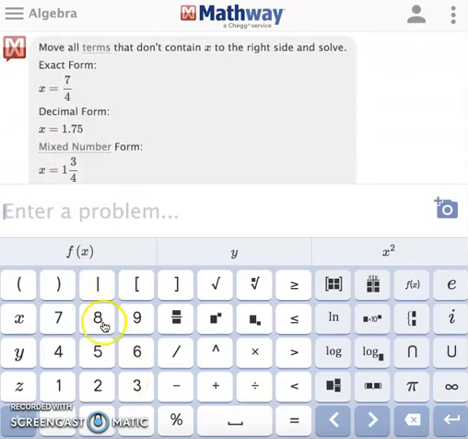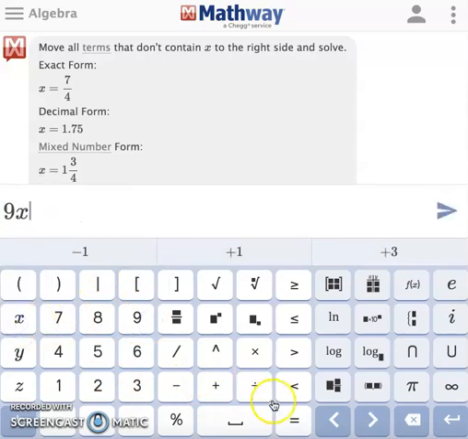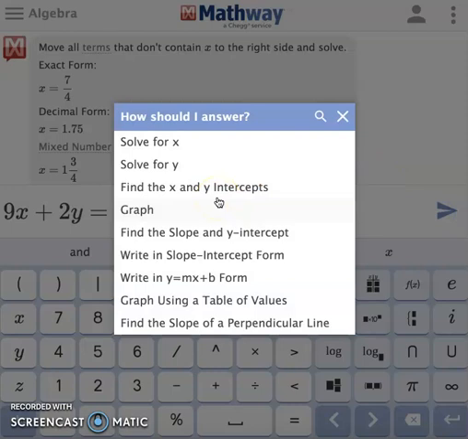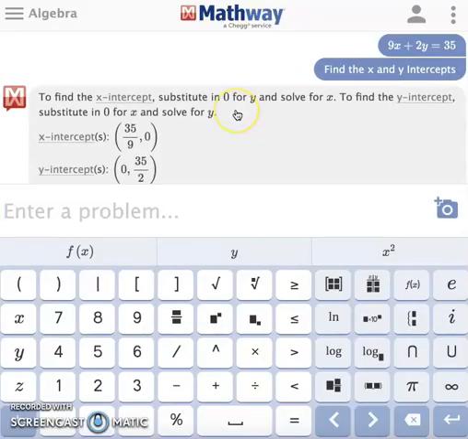And then we could also try 9x plus 2y is equal to 35. Go ahead and push submit. It's going to ask you what we're going to be solving for. For this, it's just whatever you're needing help on. If it's not on here, we can always look it up. But for here, we're going to say find the x and y intercepts, and then it's going to do that for us.